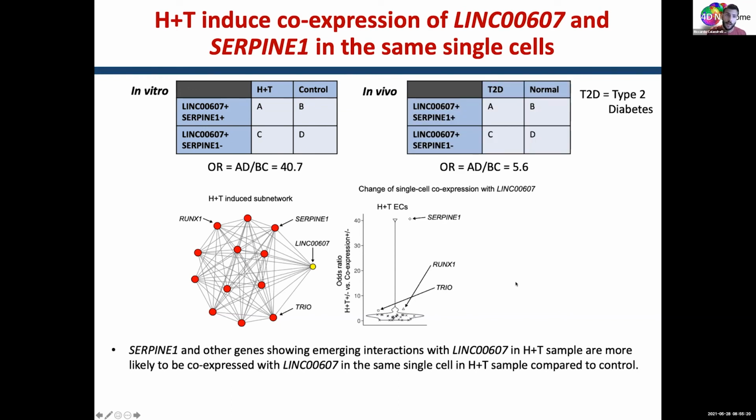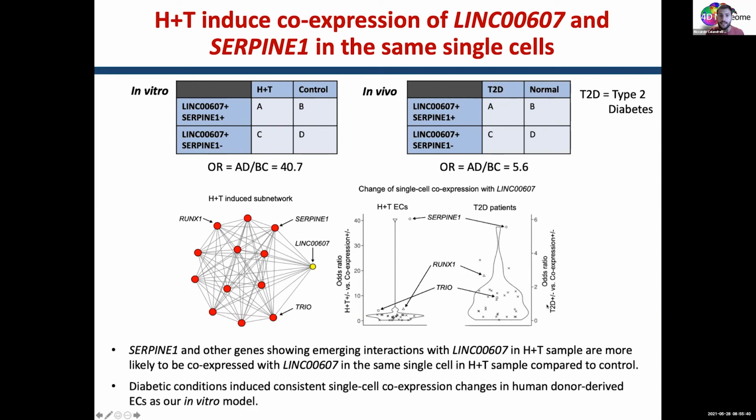Besides the in vitro samples, we also had some in vivo data: we did single cell RNA sequencing on actual donor vascular endothelial cells. Here we are comparing cells between diabetic and normal donors. Also in this case, SERPINE1 was the top ranked gene, and RUNX1 and TRIO still figured among the top genes. This means that our in vitro model indeed recapitulates the in vivo data and the progression of diabetes.